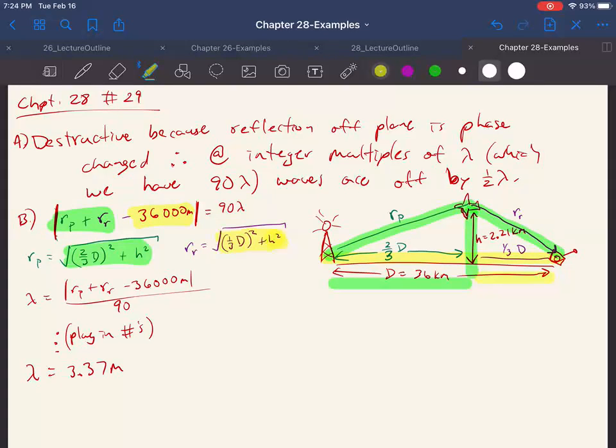And then I came down here and said, all right, the difference between them is equal to this 90 lambda. So I divided both sides by 90 and I get lambda equals the difference between them over 90. So go ahead, plug in all the numbers. I was leaving that for y'all. I didn't want to write it all out. And you should get 3.37 meters if you plug in all those numbers and take the square roots and all that kind of stuff. Okay, any questions on that one?